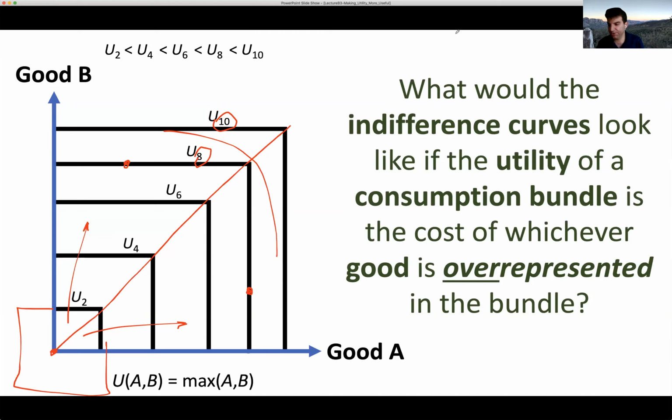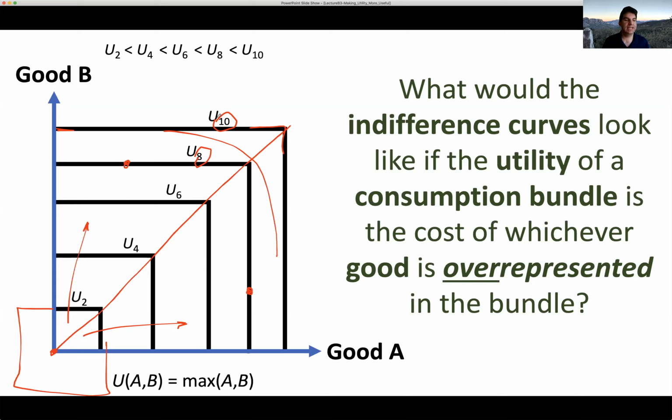So the graph, I see a question here: will the graph have both lines, even if good B is overrepresented? I guess what you mean by both lines is the horizontal and the vertical. And the idea here is that this thick black line, the whole line, and I'll get to the next question for Madeline in a second, represents all of the different ways I could mix good A and good B and still value them the same.